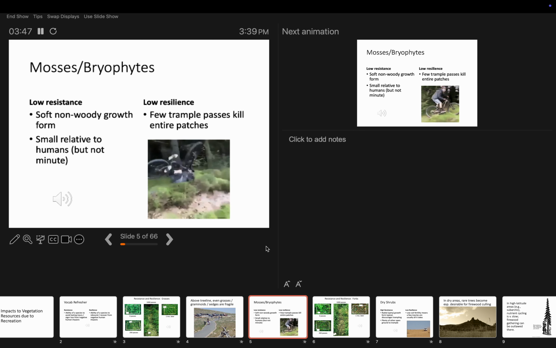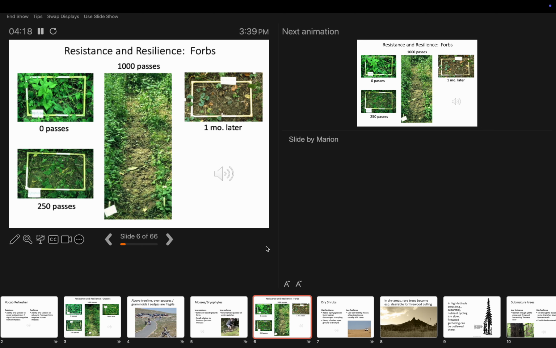So for things like mosses, like this mountain biking parkour guy is rolling his body across, I don't know what you would call this, non-vascular plants, bryophytes, mosses, that sort of thing, extremely fragile, right? Associated with high soil moisture, saturated soils, and the soft, non-woody growth form doesn't repel or resist trampling impacts much at all, okay? So that's just gonna be a limitation of that class of plants.